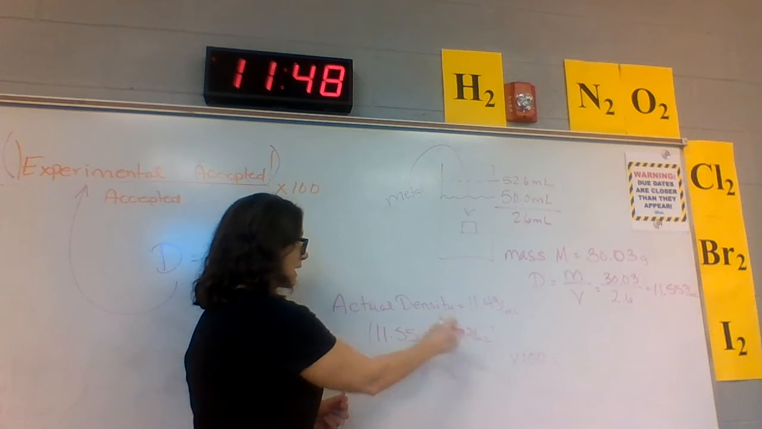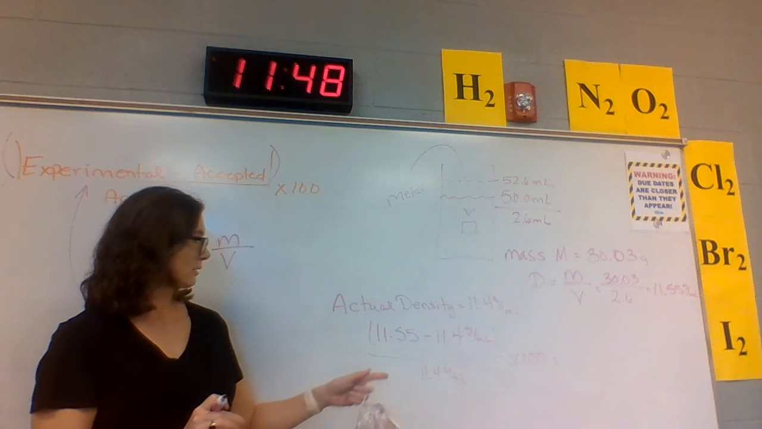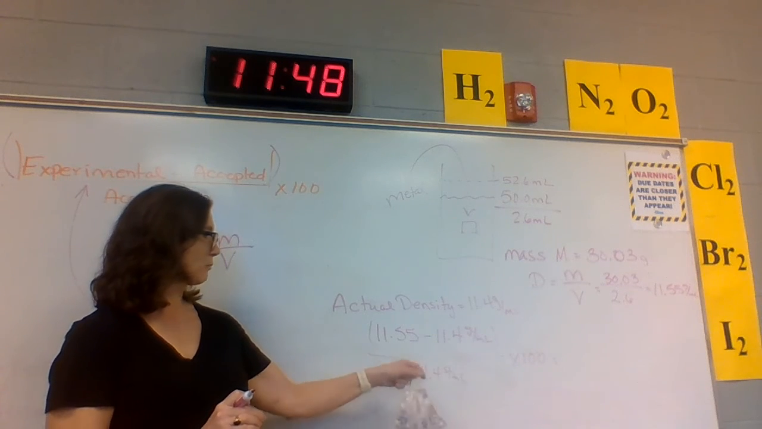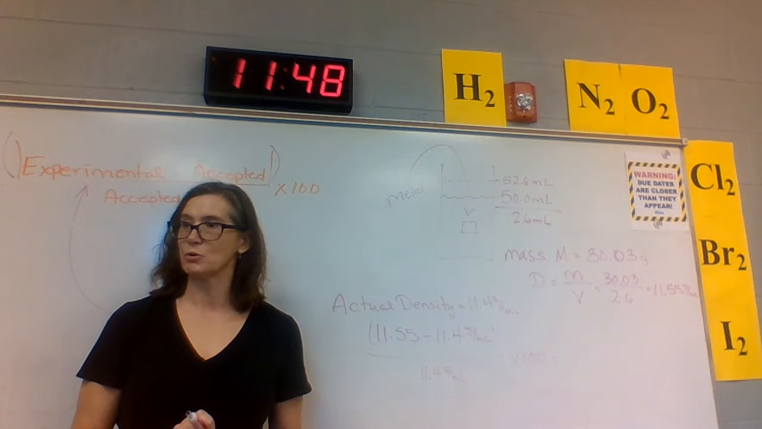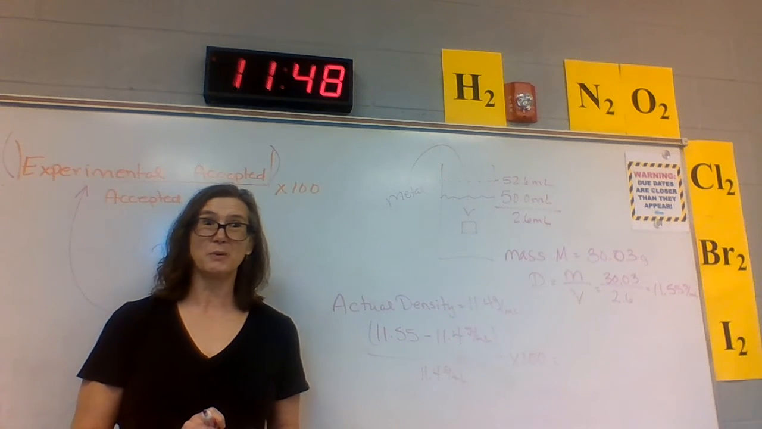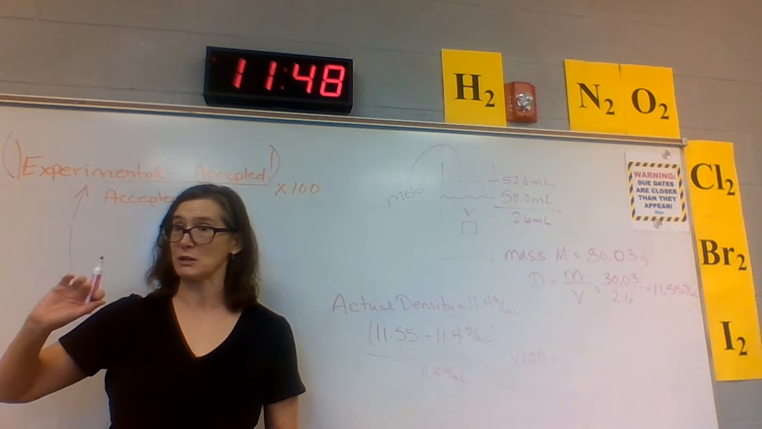So you're going to subtract those two. That comes out to be about 0.1 something or another. You divide by 11.4. You multiply by 100, and that gets you your percent error. Should be somewhere around 1.3, and then there's some other decimals.